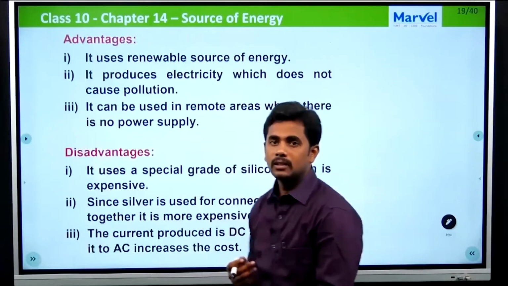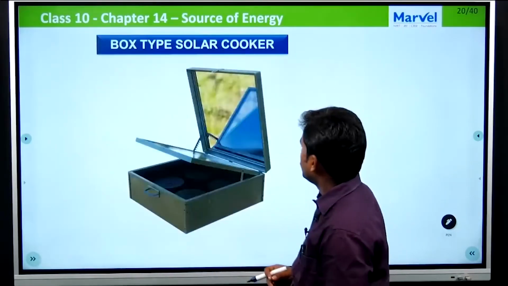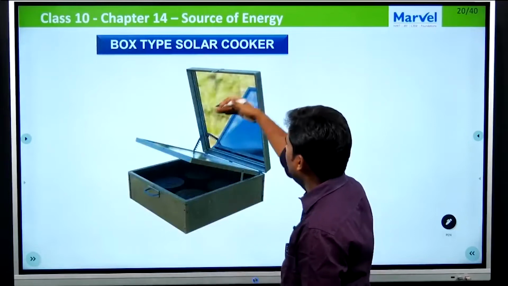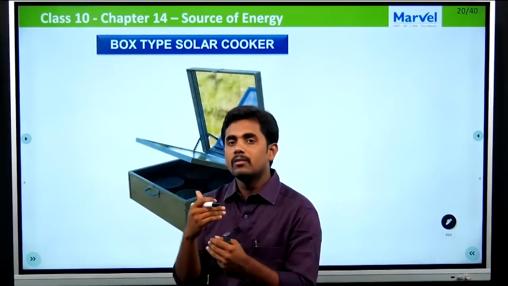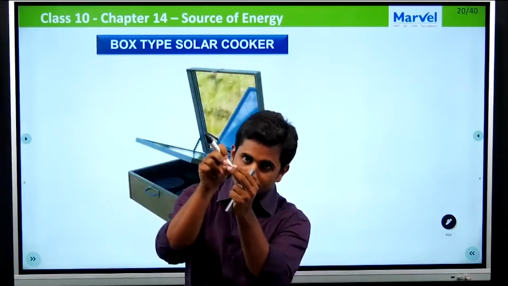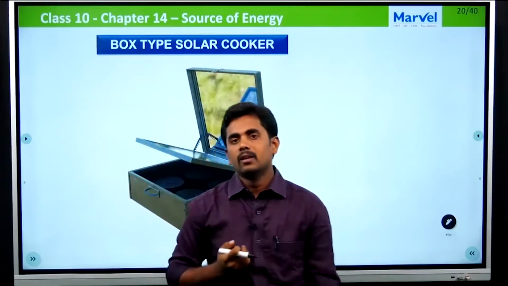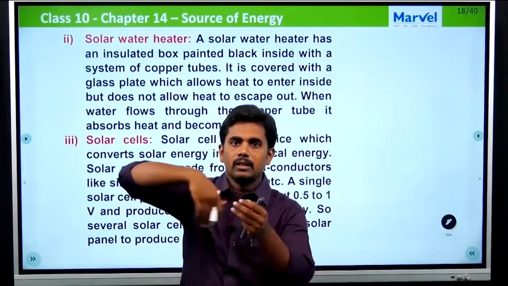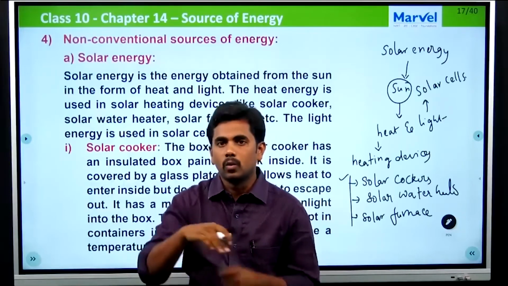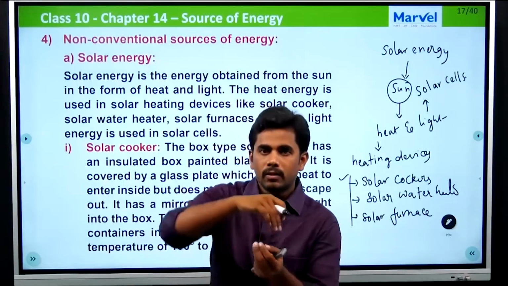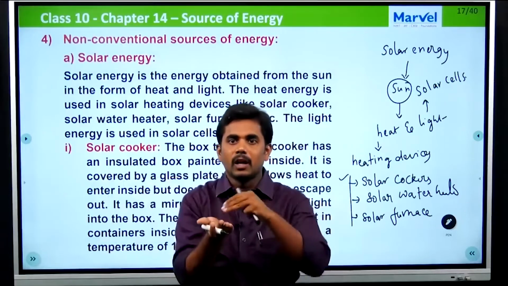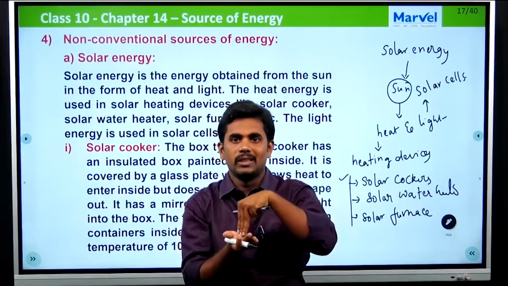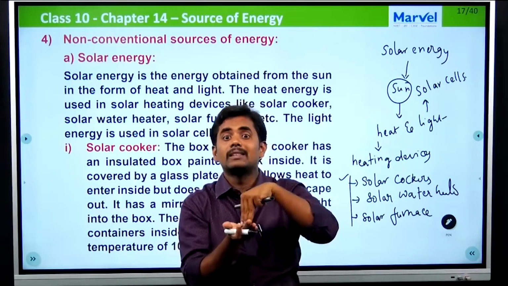You just see the structure here, I will show you. It is coated inside, completely black color, and one mirror is fixed. Why? Because when the light energy falls on the mirror, it should be reflected again. Inside it is black coated. It is covered with a black glass plate, which allows heat to enter inside but does not allow the heat to escape out.